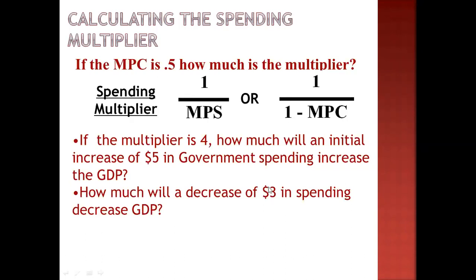What about a decrease in $3? Again, the multiplier is 4. You simply multiply it by the number. 4 times 3. That means one person doesn't spend $3. The person they were going to pay that $3 to now doesn't have $3 to spend. They were going to eventually spend it. So $12 is taken out of the economy.